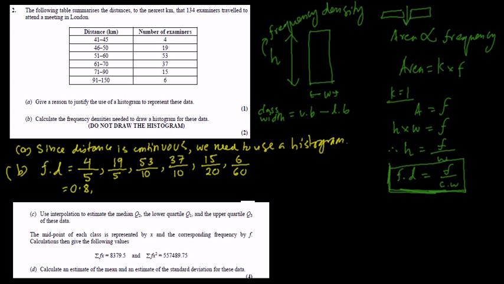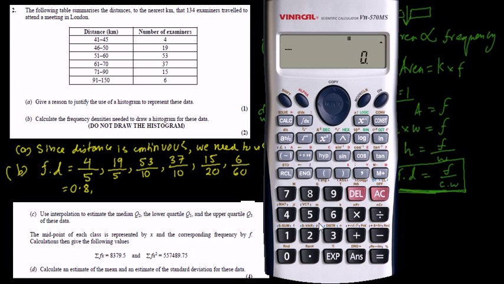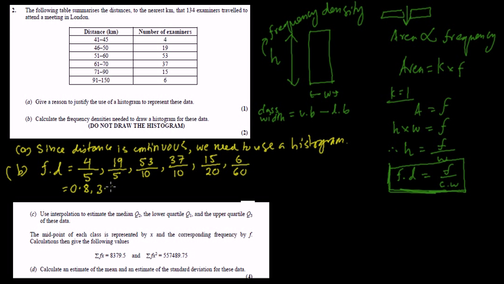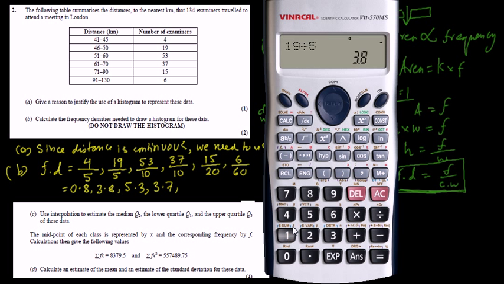19 divided by 5, need the calculator again. So 19 divided by 5 is 3.8. If you divide anything by 10, it's just point that, so 5.3, 3.7. 15 divided by 20, so this one would be 15 divided by 20, that's 0.75.